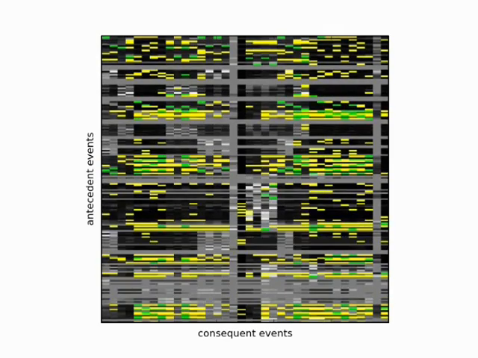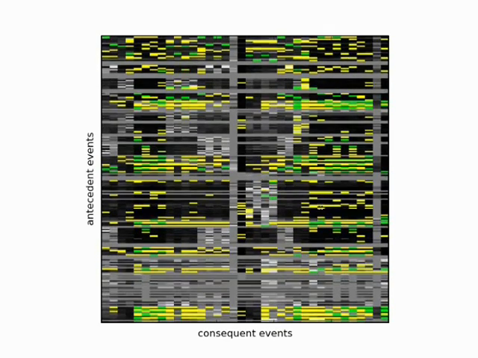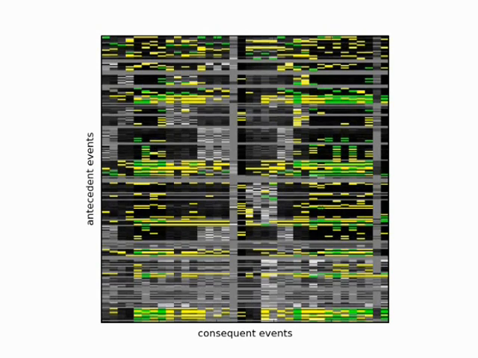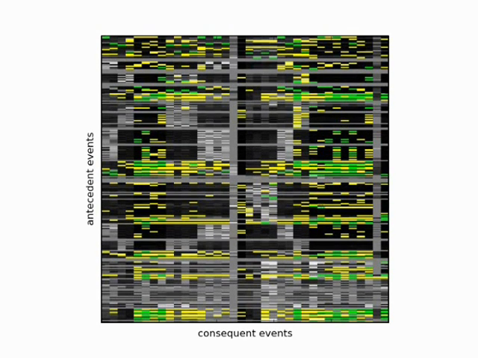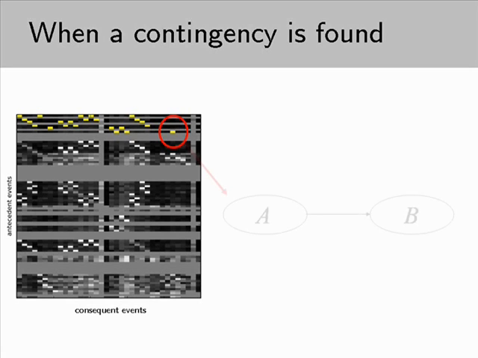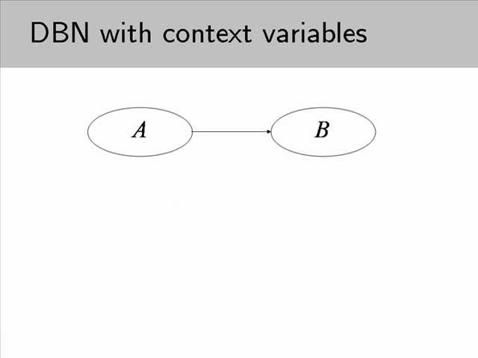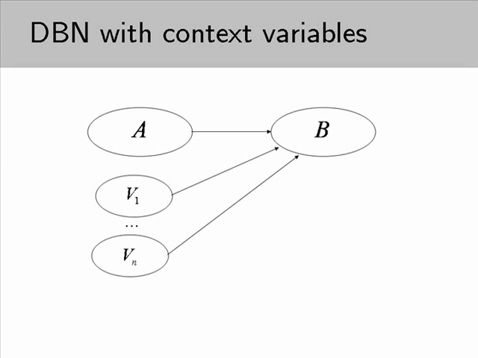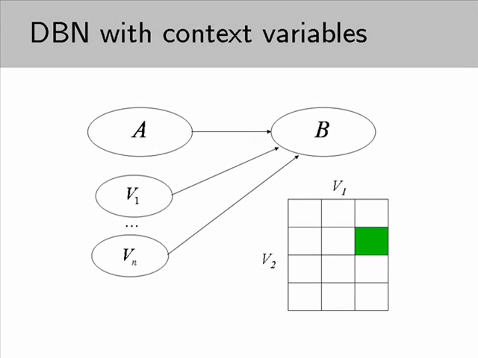And from events we can start to look for contingencies. Contingencies of the form if A happens, then B will soon happen. And here we see the different colorings represent the probabilities of various possible contingencies. Here we found one. We can convert it to a model where A leads to B. And then when we have that model, we can start to add context variables to make it more reliable. And then we can track statistics.